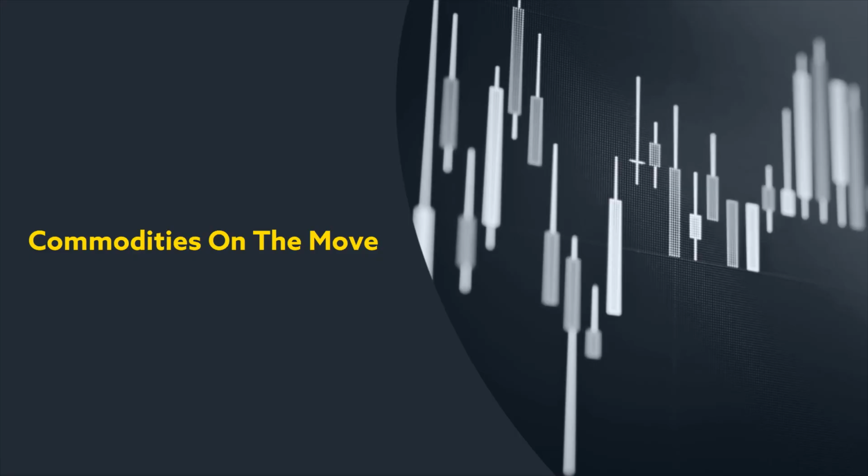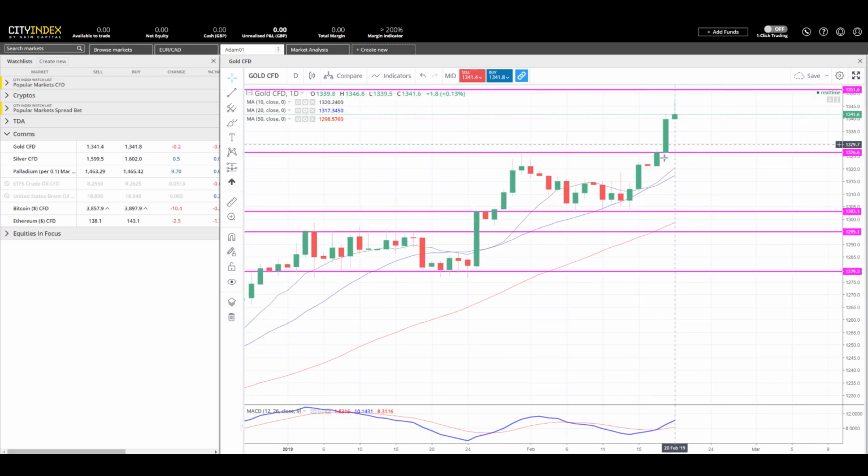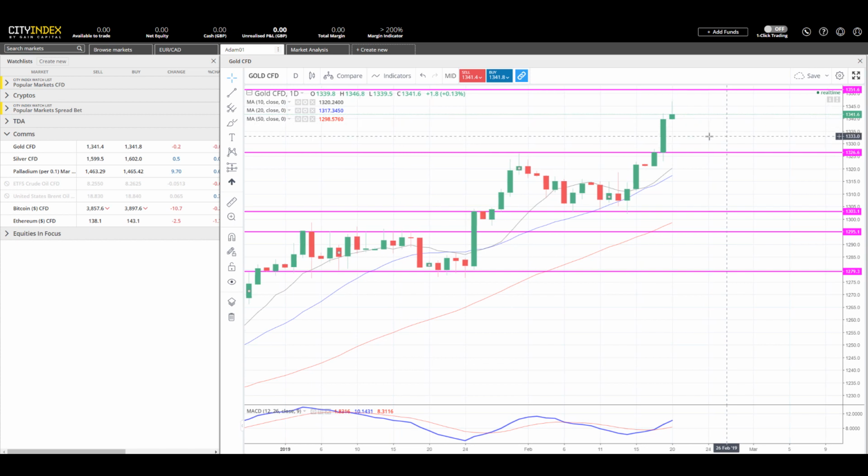In the commodities on the move and looking at gold actually had a really good day yesterday, breaking free of the previous highs and breaking through that level of resistance and heading on up towards 1350. So it is now approaching a level of resistance and definitely overdue for a much bigger retracement.